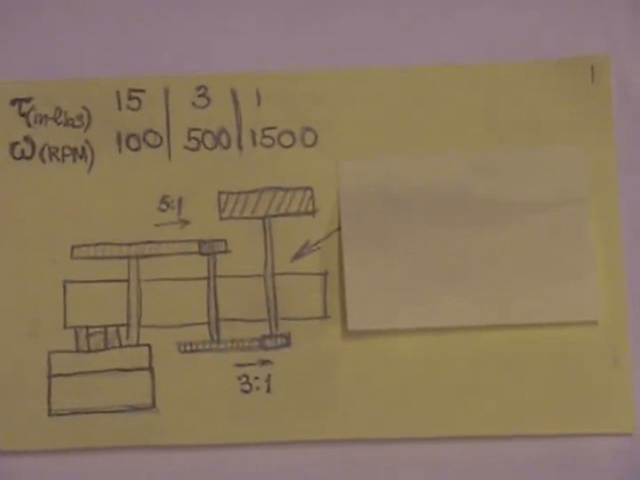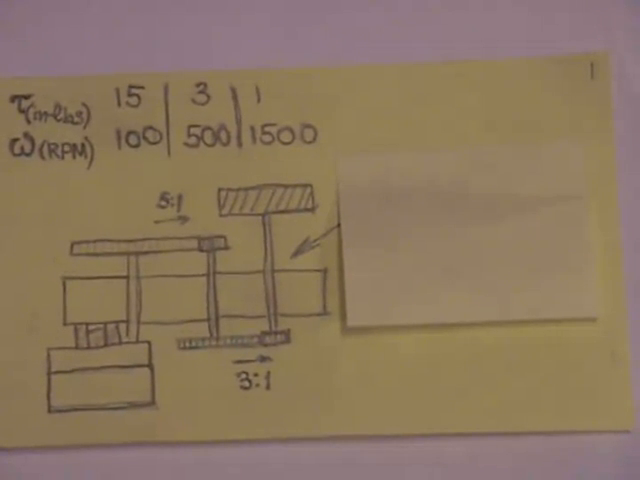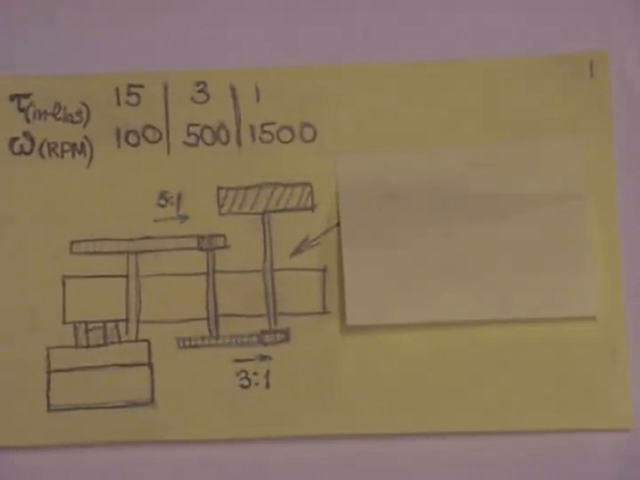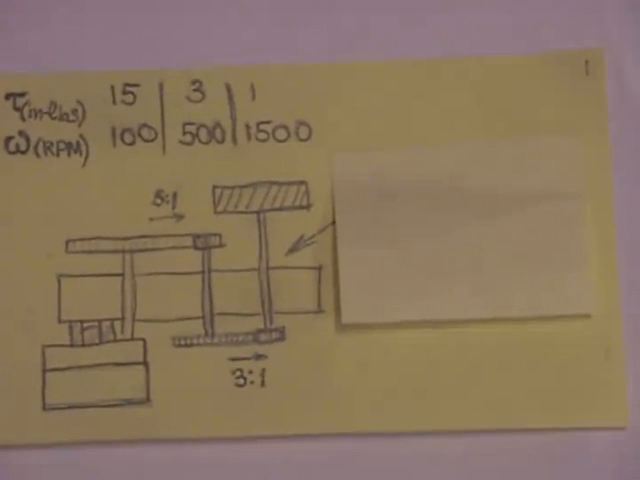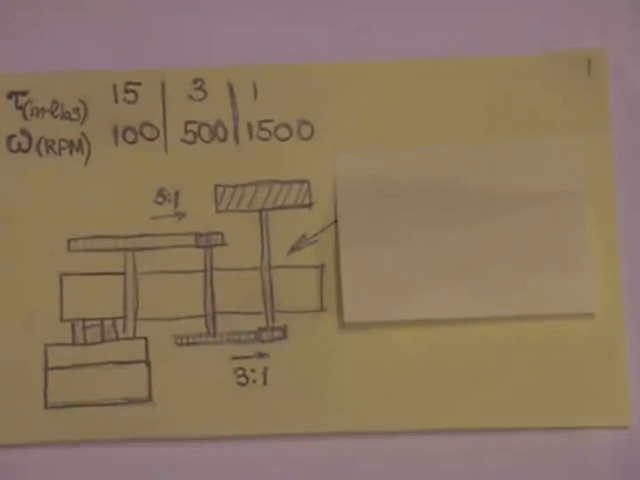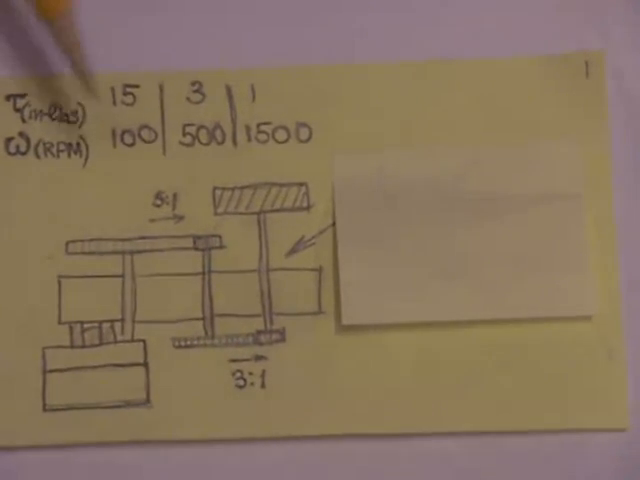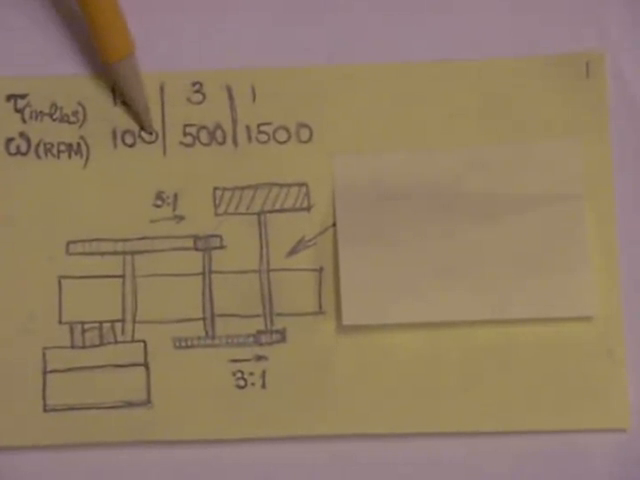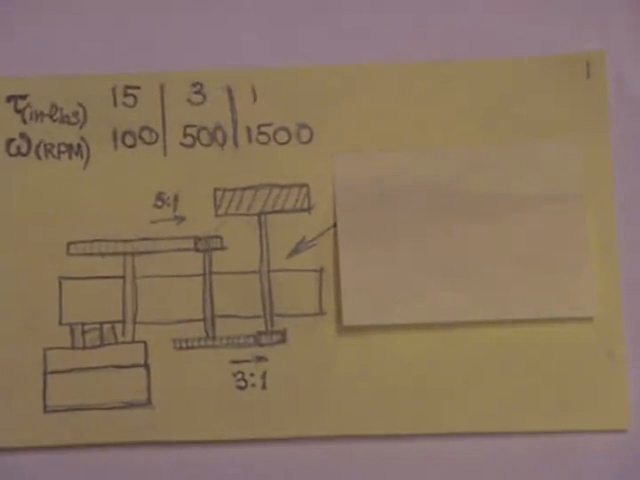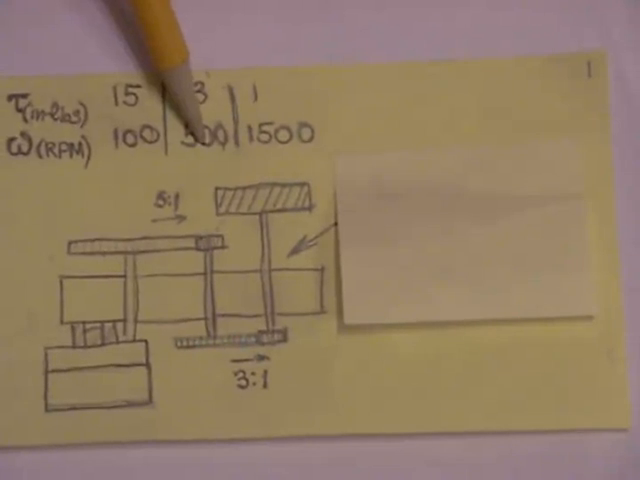First thing you need to know about a motor is the max torque and the max angular velocity. For a force motor, the max torque is 15 inch-pounds. For angular velocity, the max is 100 rotations per minute. Now, this is a 5-to-1 gear ratio. So what you have to do is divide the torque by 5 and multiply the angular velocity by 5. This leaves you with 3 inch-pounds and 500 rotations per minute.